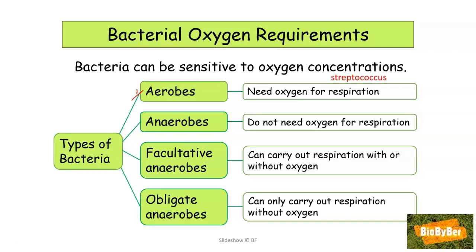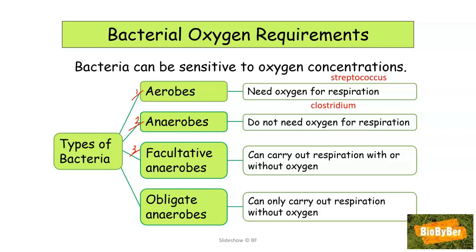The second classification are anaerobes, or anaerobic bacteria. These bacteria do not need oxygen for respiration. An example of such bacteria is Clostridium, which can cause infection of our intestines. Third classification of bacteria based on their oxygen requirements is that some bacteria are facultative anaerobes.